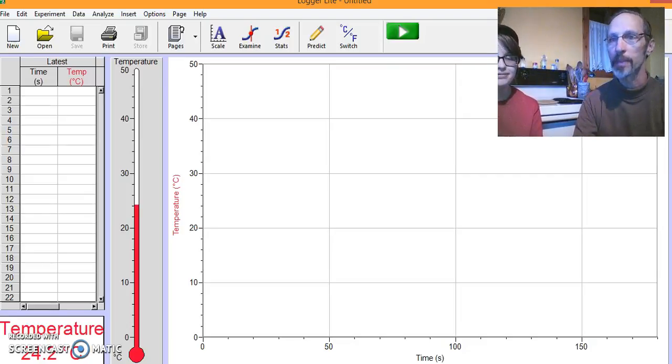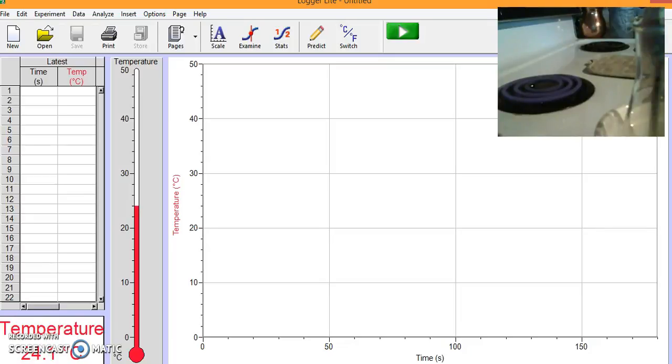We're going to do something here. We're going to switch webcams. This is kind of cool. I'm going to pause the video and switch webcams. Okay, as you can see, we've switched webcams to show our hot plate, which is here, and it's very hot. And we're going to start our experiment.